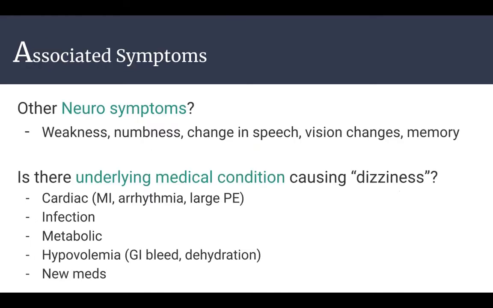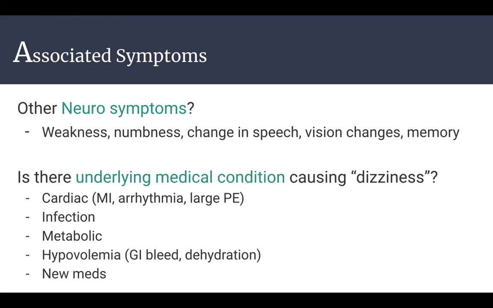So for associated symptoms, you want to find out, are there any other neurologic symptoms? This might be the part that you run through those 5 Ds. You want to also ask, is there any focal weakness or numbness or change in speech, maybe any vision changes or difficulty with memory? And then you want to think, is there any other underlying medical condition that might be causing this dizziness?